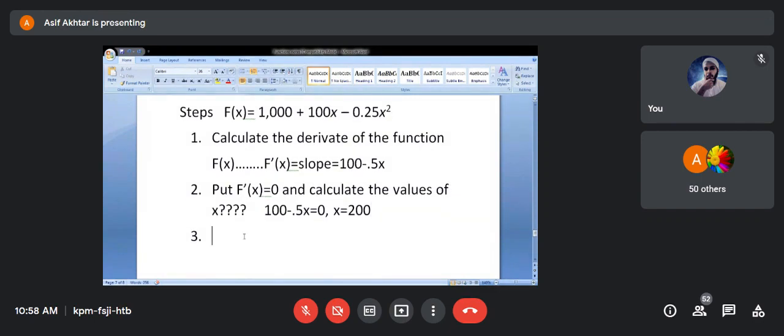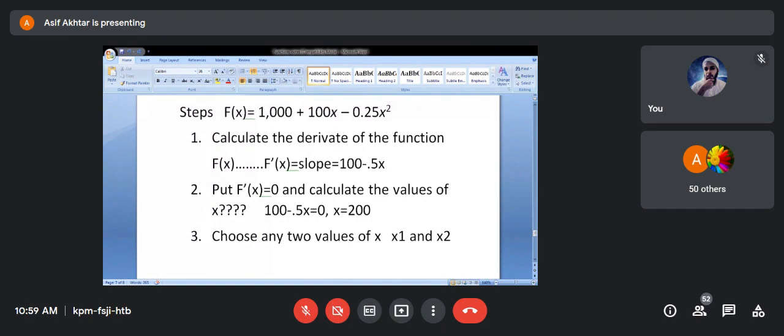Now step 3 is very important. Choose any two values of x, that is x1 and x2. We need to take any two values of x, which we term x1 and x2. Now what are these two values? The only condition for x1 and x2 is that one value is less than 200 and the other value is more than 200.